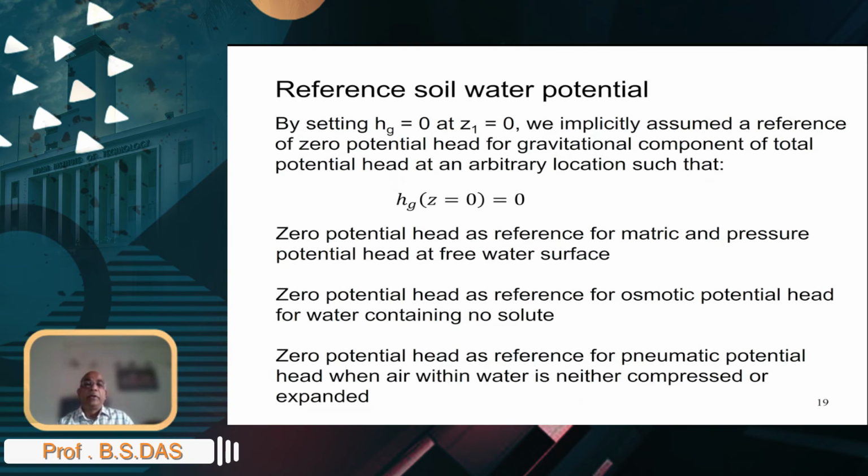So for the matric or pressure potential head, basically, we are setting a zero potential head. For all references, it basically means you are setting a zero potential head. So zero potential head is set for the free water surface for the matric or pressure potential, and zero potential head for the osmotic is defined when water contains no solute.